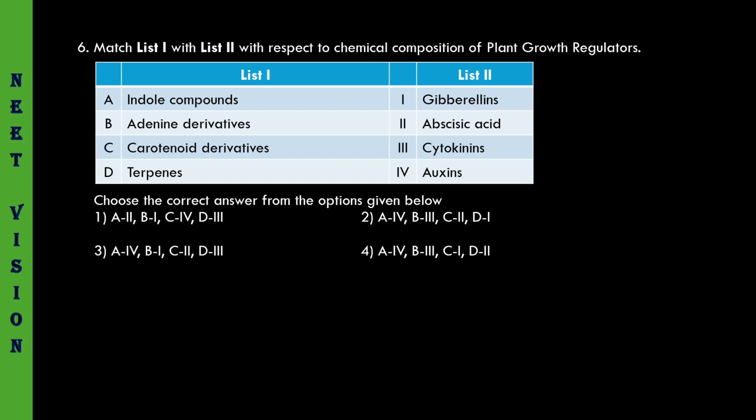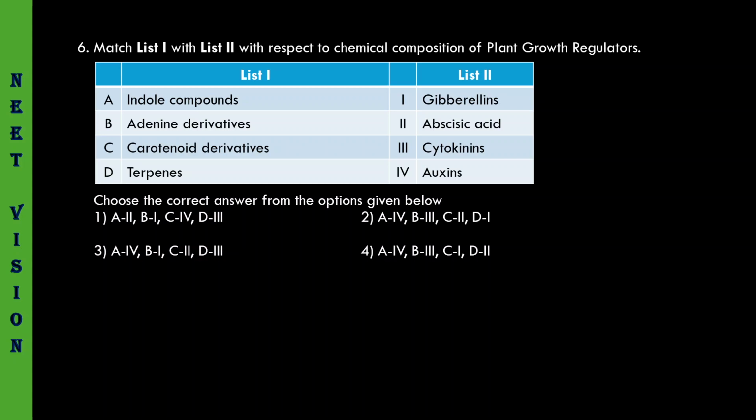This is a matching question. In list 1, the chemical nature of the phytohormone or plant growth regulator is given. In list 2, the type of plant growth regulator is given. Indole compounds: auxins are indole compounds, so A is 4. Adenine derivatives: cytokinins are adenine derivatives.